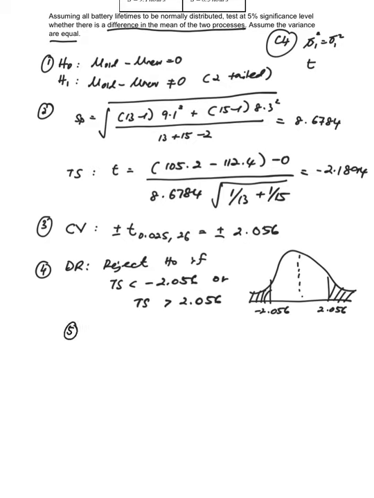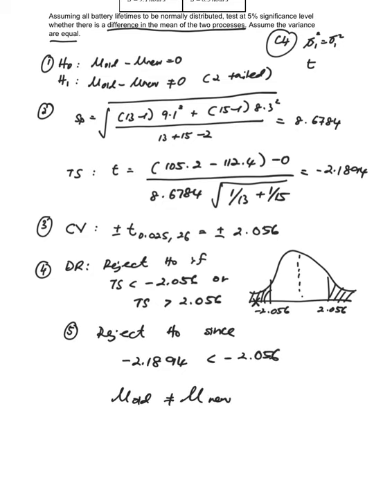Okay, now barulah kita nak decide. So tengok dulu kita punya test statistic value kita negative 2.1894, which is less than negative 2.056 and falls in the rejection region. So our decision is reject H naught since negative 2.1894 ataupun test statistik kita less than negative 2.056. Kita reject means that the average of old process are not equal the average of new process.